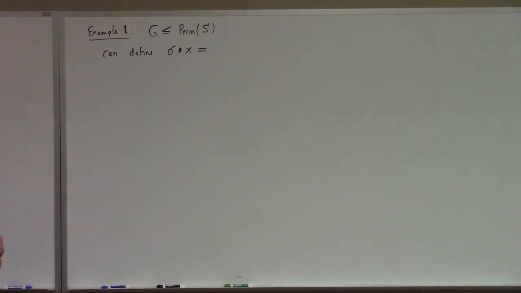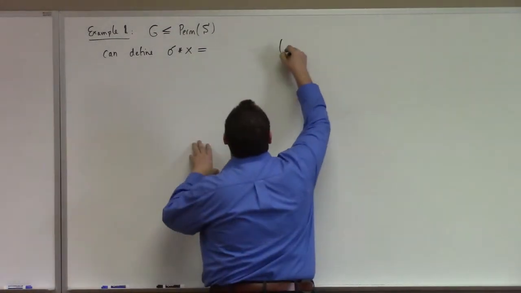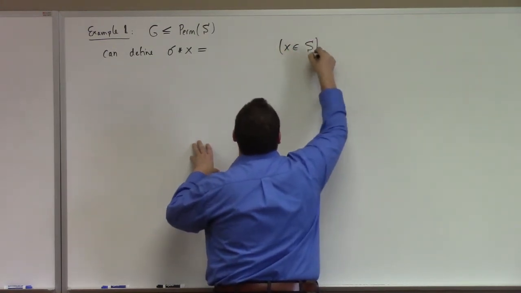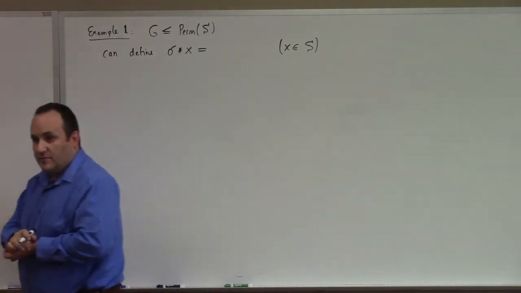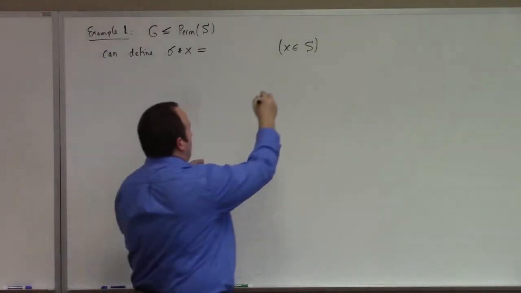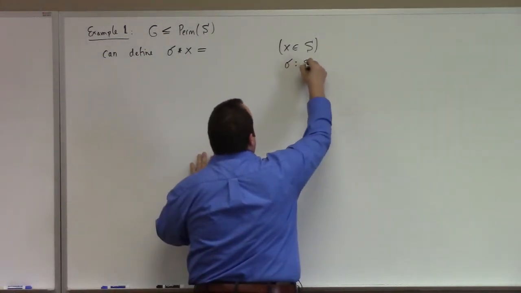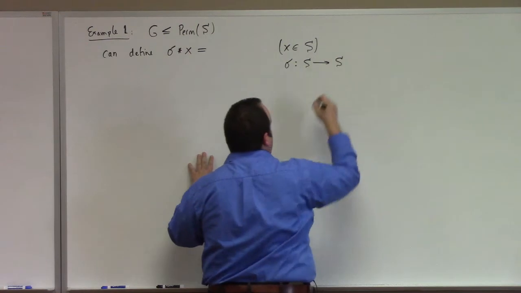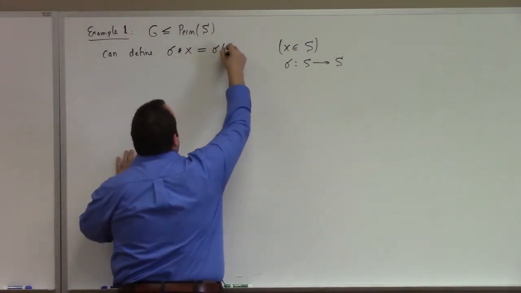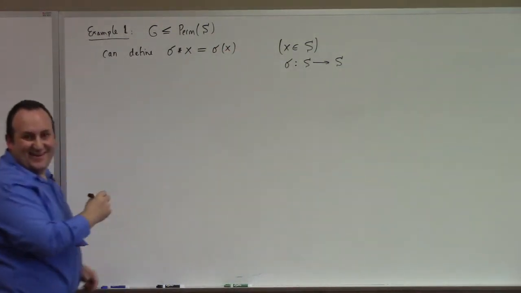Well, remember that X is an element of S, but X is not a group element. X is not a permutation. I don't know what sigma times X would mean. Sigma's a permutation, right? So sigma's a what? It's a bijection from S to S again, right? Sigma of X. Which is probably what Alan meant, and I'm just being a jerk, but anyway.